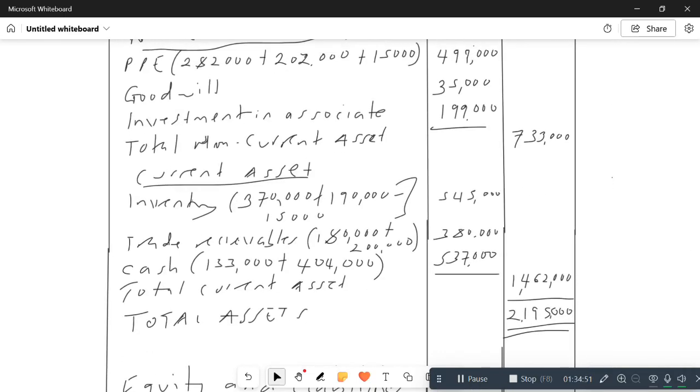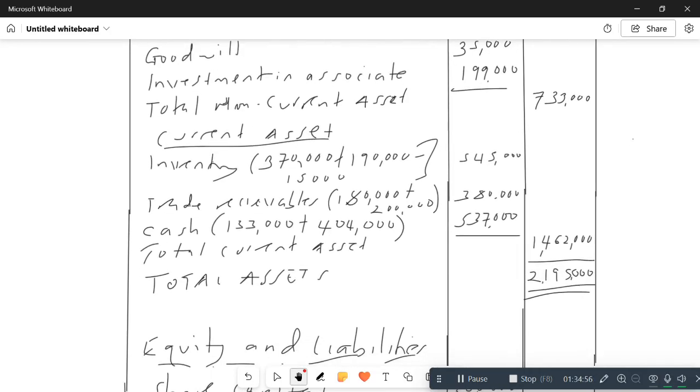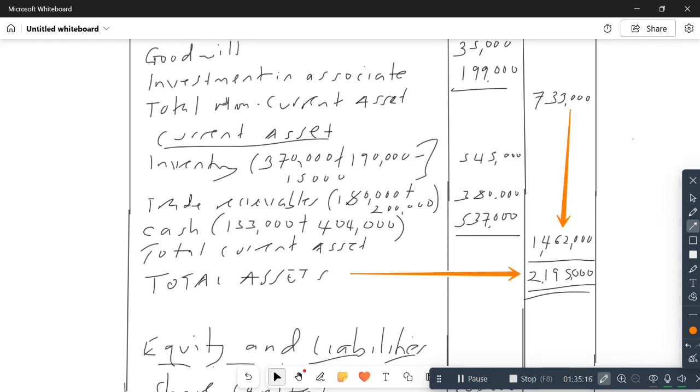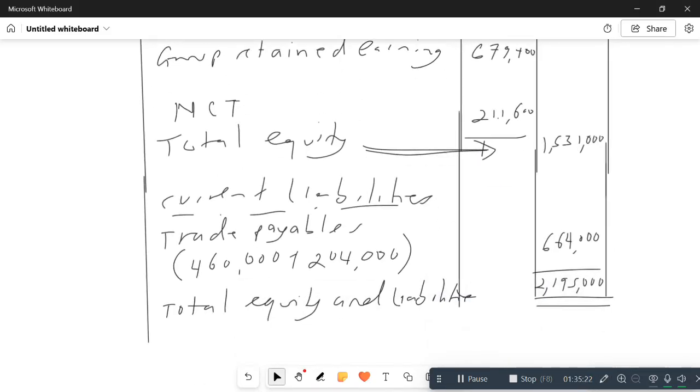And as we expected, if you look at our total assets, remember our balance sheet, total assets equals liabilities plus equity. Total assets is 2,195,000, where we are getting non-current assets plus current assets to get this figure, 2,195,000. But even if we go and check our equity and liabilities, still it is the same.